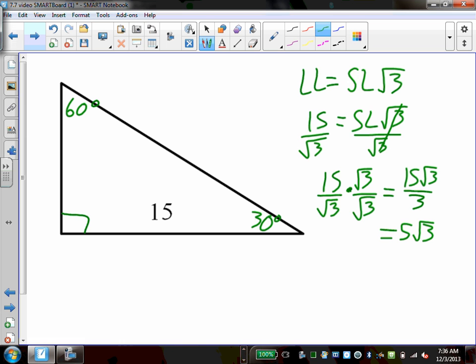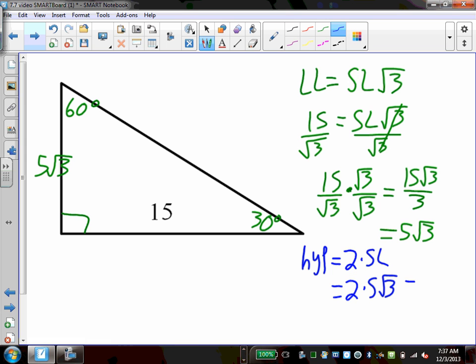So that means that over here, actually, from here, finding the hypotenuse isn't so bad. Because the hypotenuse is 2 times the short leg, which we just found to be 5 root 3. 2 times 5 root 3 is a pretty simple calculation. Only multiply the 2 and the 5 to get 10. And that is the answer.